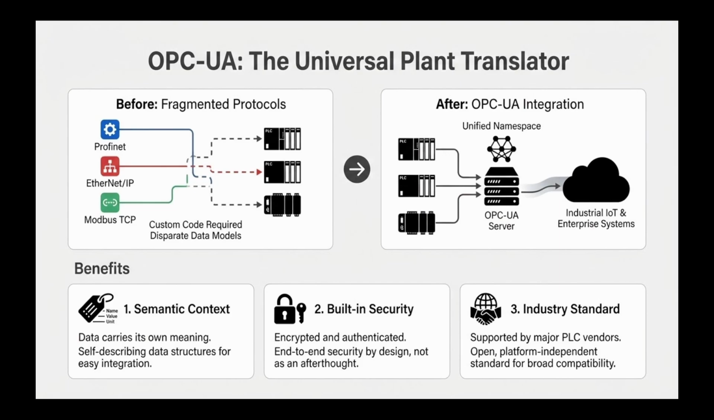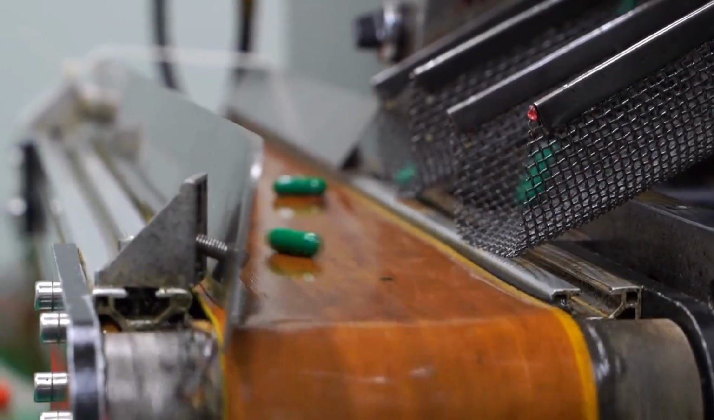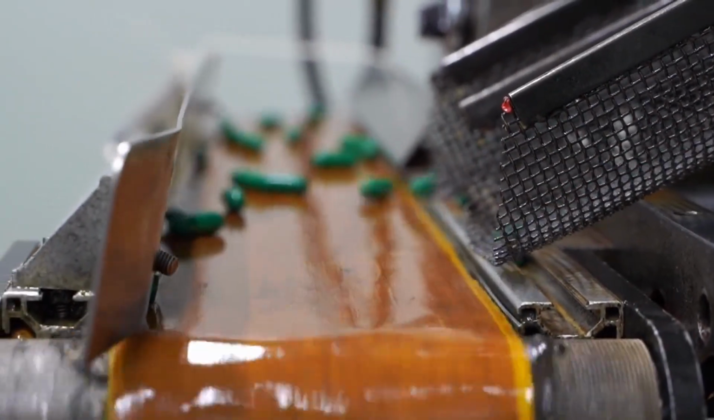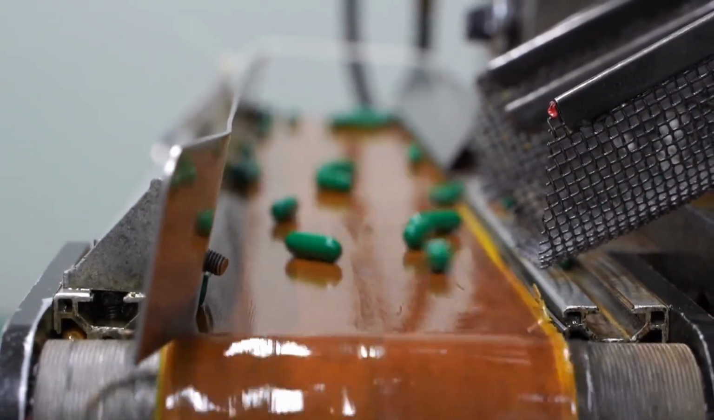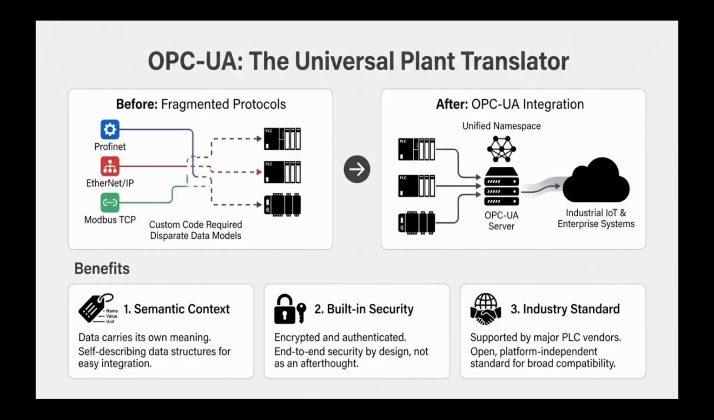Siemens PLC speaks Profinet. Your Allen Bradley speaks Ethernet IP. Your ABB DCS speaks Modbus. Each vendor builds their own language. They don't natively talk to each other. So every new system integration means custom code, months of work, expensive, and it breaks every time there is a firmware update. Now look at the right side.